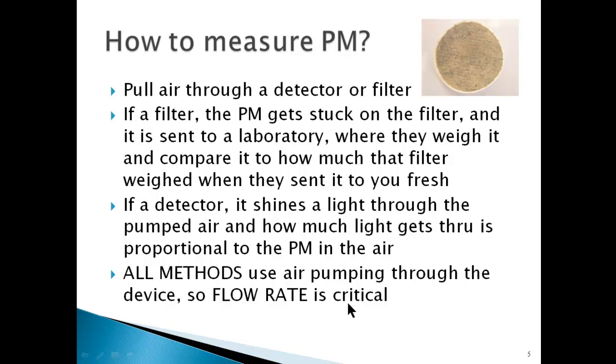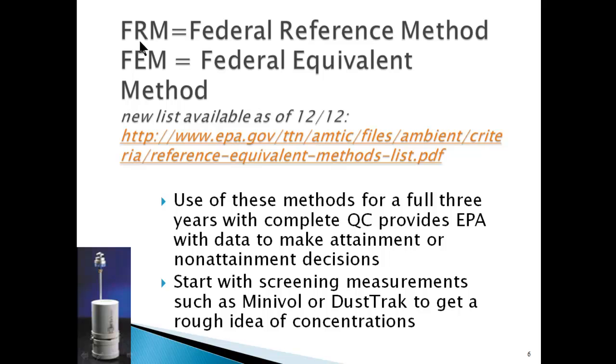All methods use air pumping, air moving through the device, so the flow rate is absolutely critical for particulate matter measurements. FRM stands for Federal Reference Method, and FEM stands for Federal Equivalent Method. Companies are always trying to get their devices onto this list, and EPA updates this list every 6 months or so. There are hundreds of devices, and you have to use them really specifically in order to make what EPA calls attainment or non-attainment decisions.